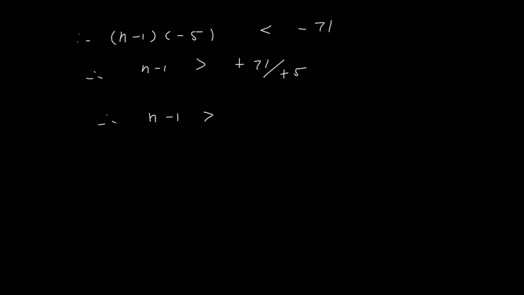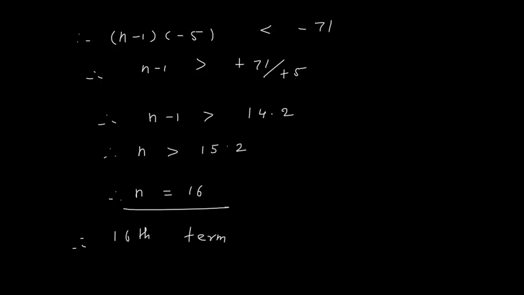So n minus 1 is greater than, now here 5 1s are 5, 5 4s are 20, then 1, 5 2s are 10, 14.2. So therefore here n is greater than 15.2. So n you can say is 16. So therefore you can say that the 16th term is the first negative number.